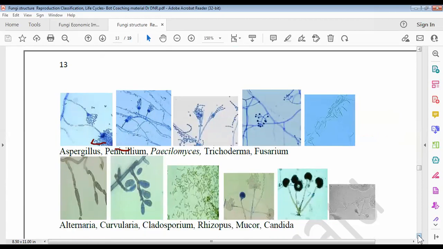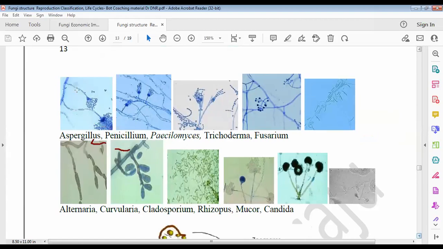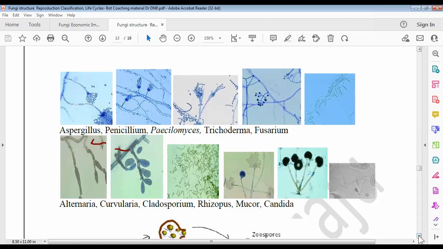Okay. These are some of the fungi: Aspergillus, Penicillium, Pseudomyces. These have so many importances, but they are not important at our PG level. You know Trichoderma, the biopesticide, and Fusarium. These two we are using as biopesticides. And Alternaria, Curvularia, Cladosporium. You know Rhizopus, bread mold. Rhizopus, Mucor, bread mold, black mold. Candida, you know Candida causes itches.